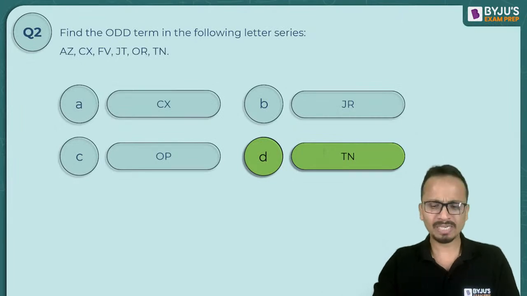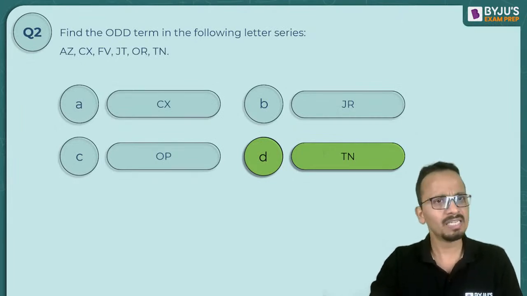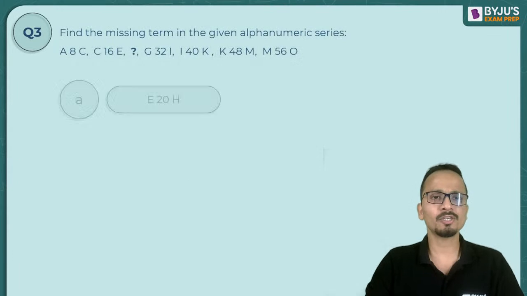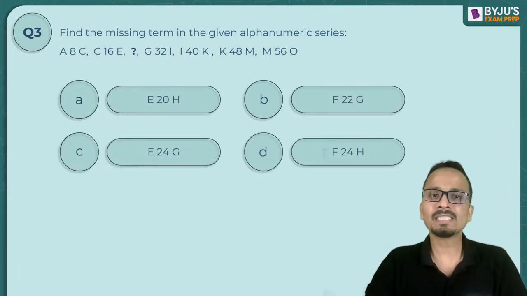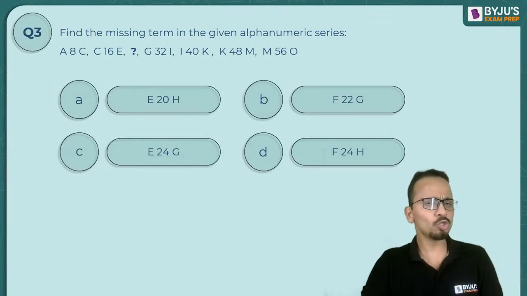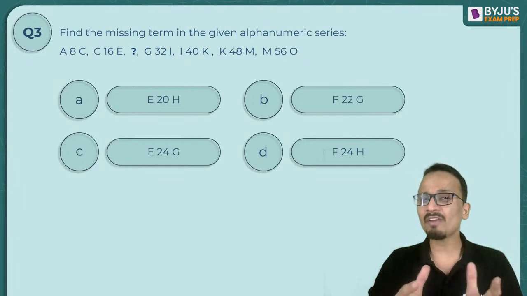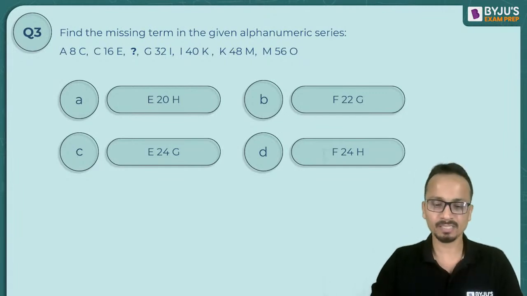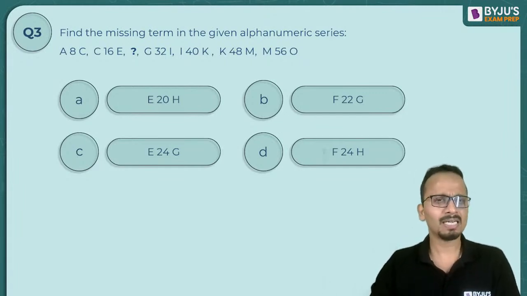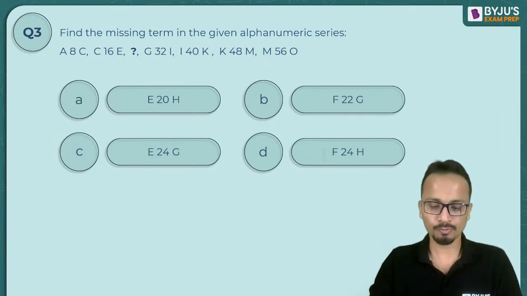All right, so pretty easy ones to start with. Let's go ahead and look at the third question. Find the missing term in the given alphanumeric series. Like I told you, you can get number series, you can get alphabetical series, and we can also get alphanumeric series. So again, not so difficult a question in front of you.